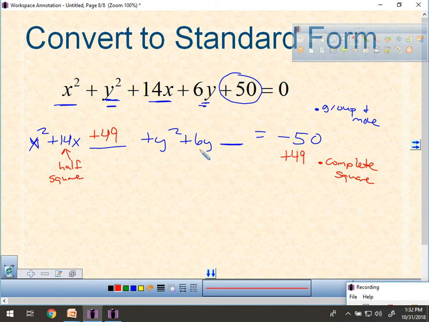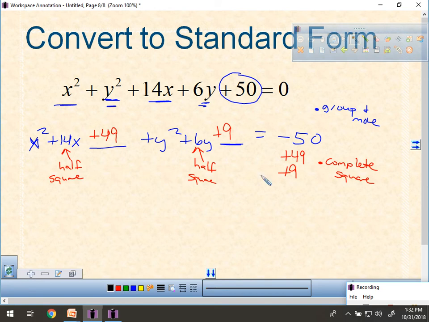All right, we're going to do the same thing with the y. So draw a little arrow. Take half of 6, which would be 3. Square that, you get 9. But whatever you do on this side, you got to do on that side. And that's it. That's great.